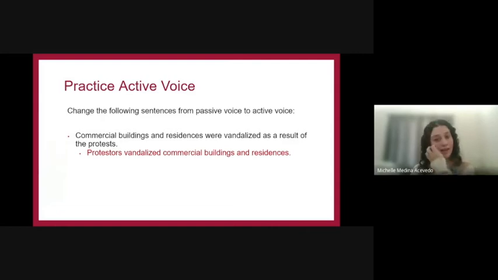So sometimes, like I said, we can choose not to show the agent. So that makes it a little bit harder to change it into active voice. However, based on the context, we can almost always infer who is doing the action. Also, if there are more sentences, there's probably information about who acted on that sentence. So then we can use that information to change it and then use that agent as the subject. Okay, questions up till now?